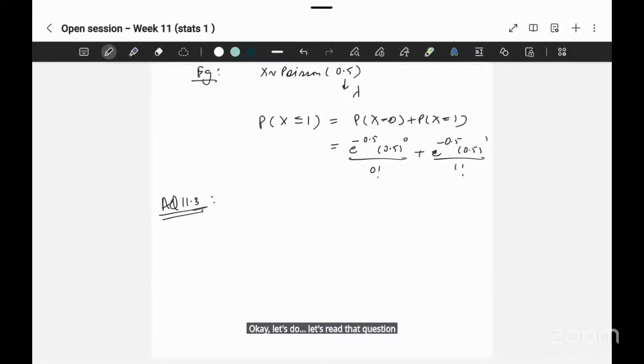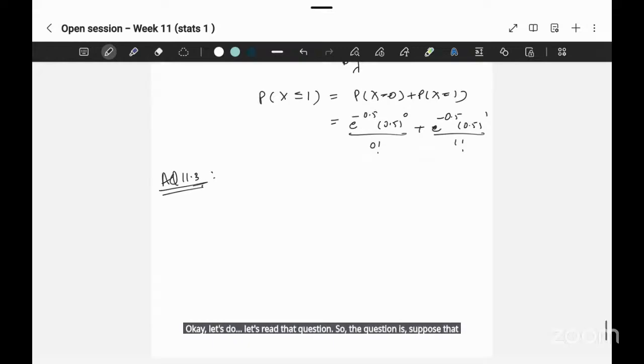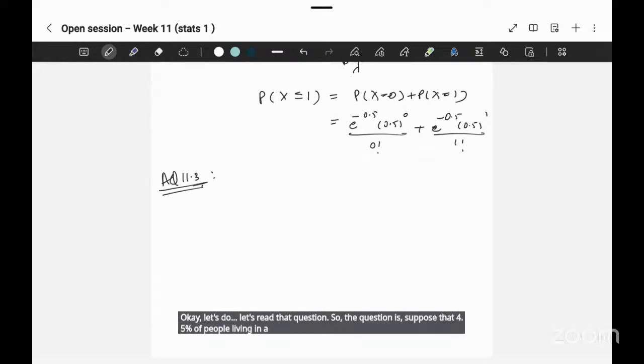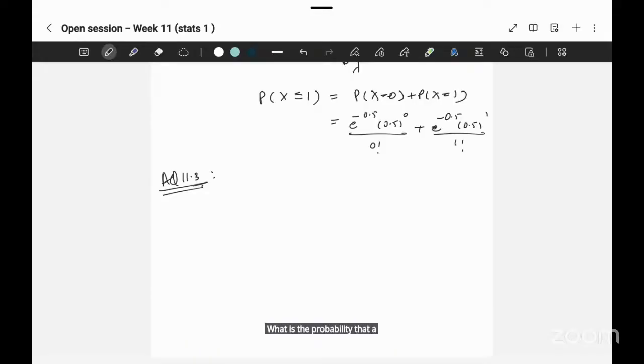Have you guys opened activity 11.3, question number 5? Yes, ma'am. Okay, let's read that question. Suppose that 4.5% of people living in a particular city own a Creta. A survey has been conducted to know what brand of cars people use in the city. What is the probability that the 12th person being interviewed during the survey is the second one to own a Creta?